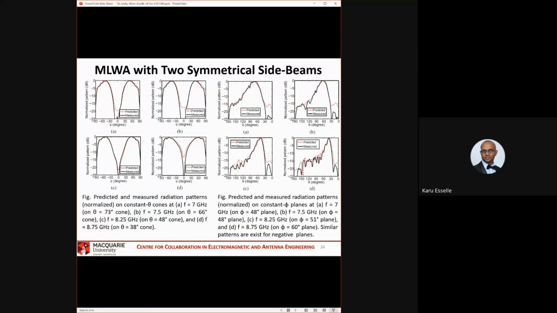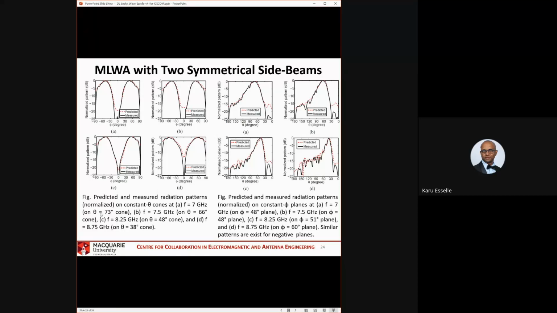The beams and how they change with frequency. So first one is for 7 gigahertz with increase in frequency. The last one D is 8.75 gigahertz. Now these are somewhat strange radiation pattern cuts. These are on constant theta cones, because you know theta is the beam peak direction. The theta value of the beam peak changes with frequency.